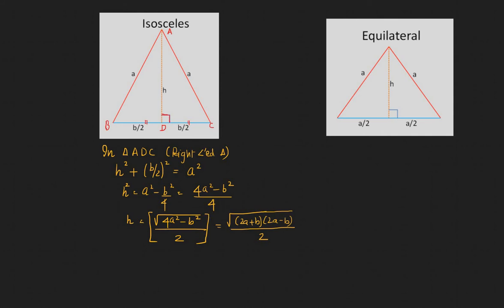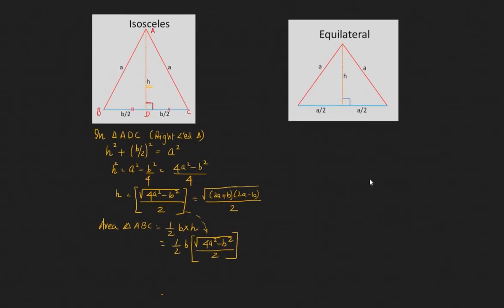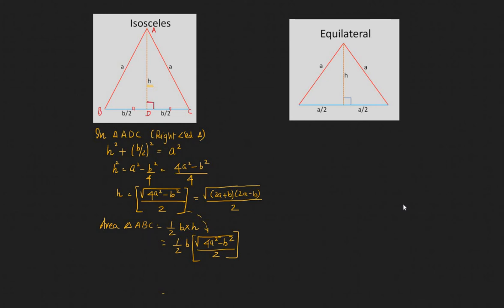Once you do that, the area of the triangle ABC would be equal to half base into height, and you have represented height as a function of the other two sides, a and b. So that's half of b into the square root of 4a squared minus b squared divided by 2. So we substitute for h as it is here. You can further simplify it and say b by 4 square root of 4a squared minus b squared. So that's your area of isosceles triangle.